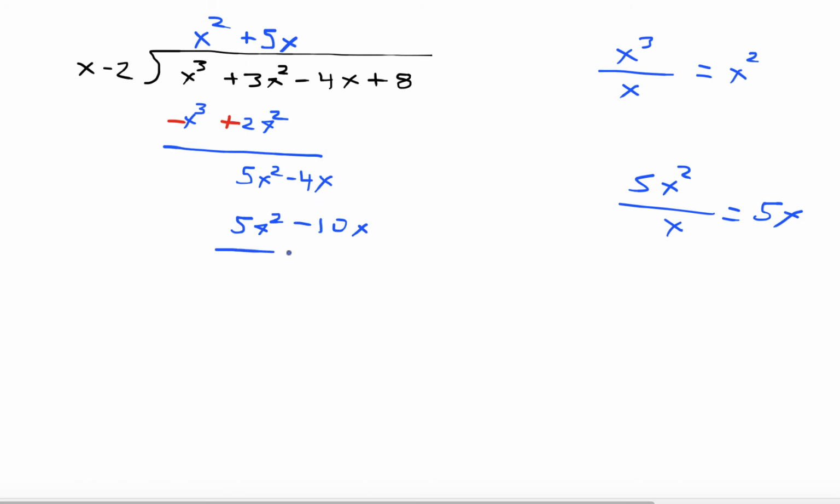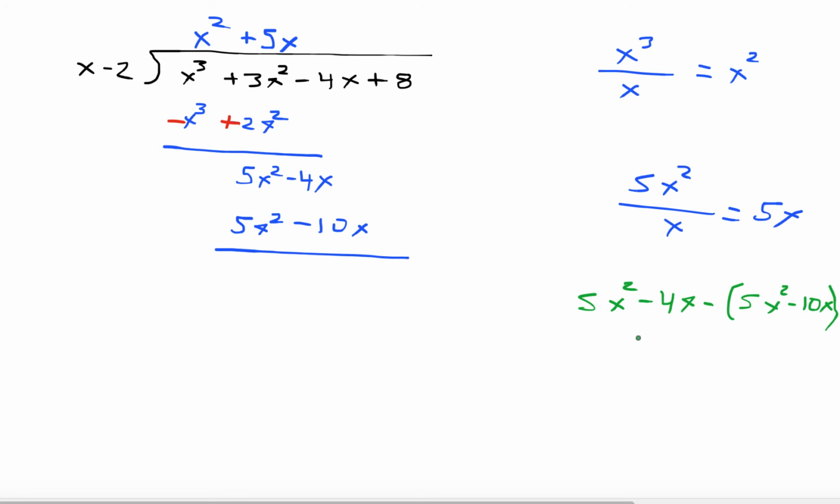Right? But then the key step: we have to subtract these. We have to subtract this expression minus this expression. Okay, you can imagine, we don't have to rewrite it, but I'm just going to do it in this case. It's 5x squared minus 4x, minus 5x squared minus 10x. So we could rewrite it like this.